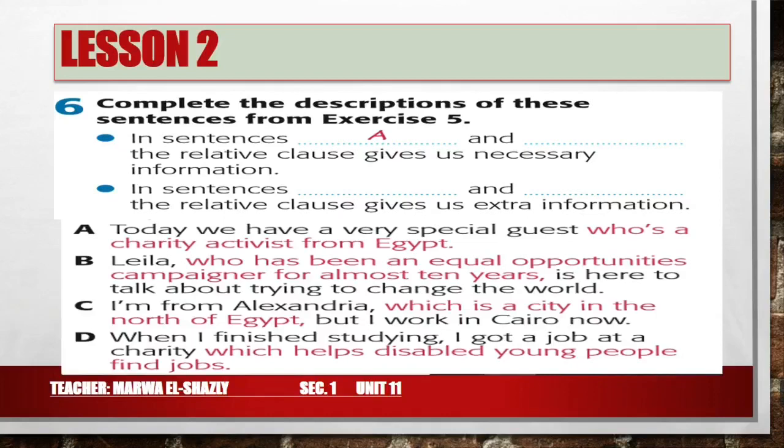Exercise 6. Complete the description of these sentences from exercise 5. In sentences A and space, the relative clause gives us necessary information. In sentences space and space, the relative clause gives us extra information. So let's read the sentences together.